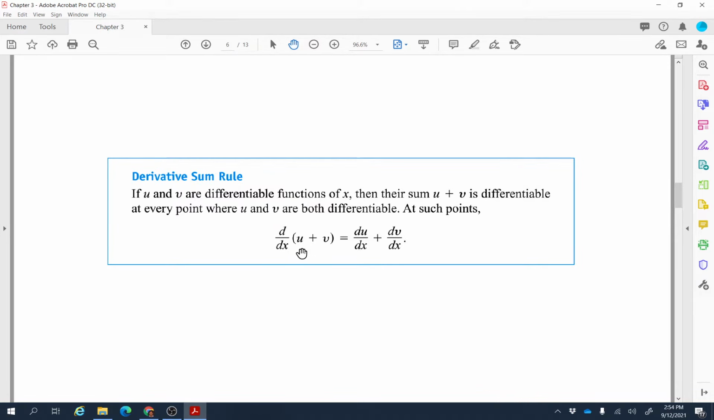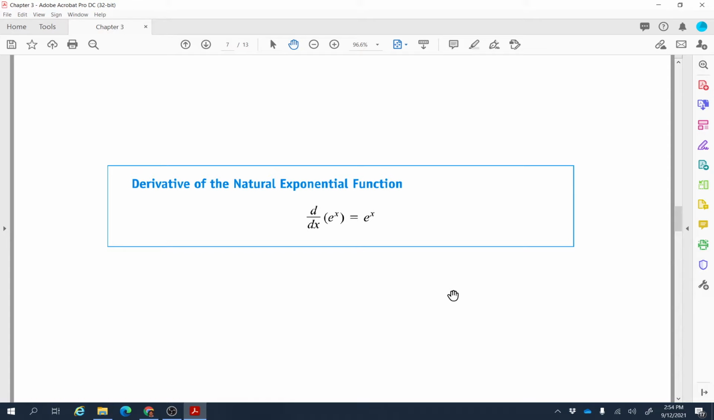If we have to find the derivative of a sum of functions, that would actually be the sum of the derivatives of those respective functions. We can just distribute this derivative if there is a plus or minus sign. That's called the sum rule. For the exponential function, the rate of change of the exponential function is the function itself.